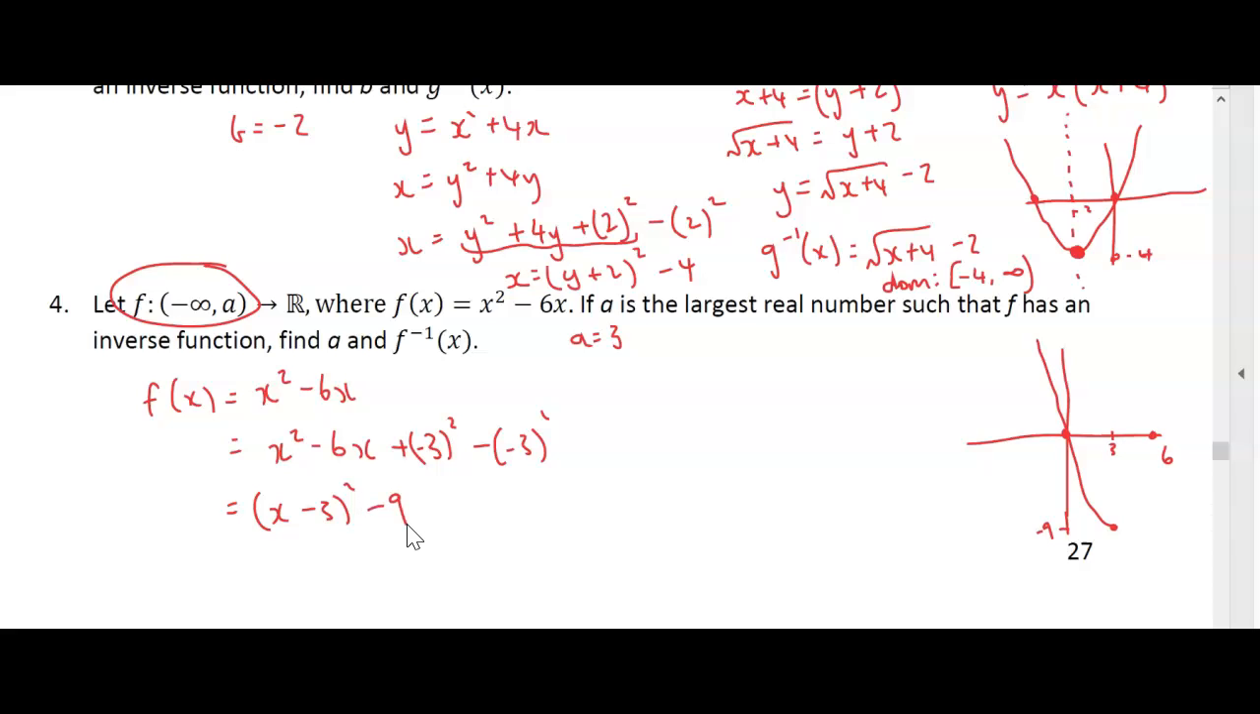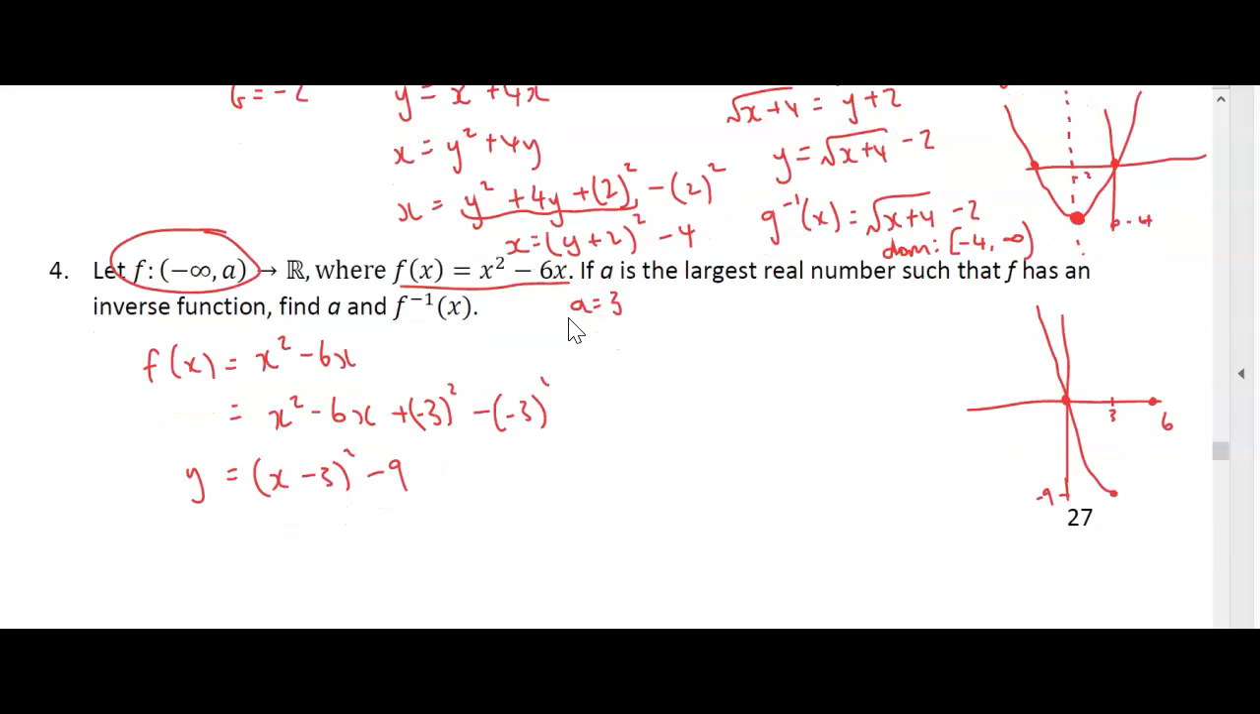And this is also turning point form, so I can see that my turning point is at (3, -9), which we can see here, which we did before. Okay, so that means y is equal to (x minus 3) squared minus 9. So all I've done is taken our equation in an expanded form and put it in turning point form. That makes it a bit easier to find the inverse. So let's just switch x and y.